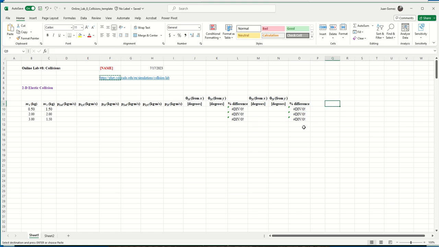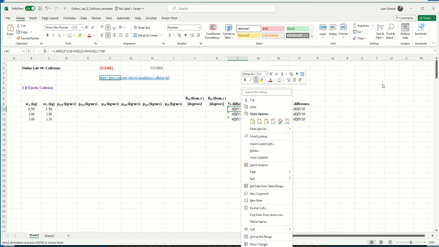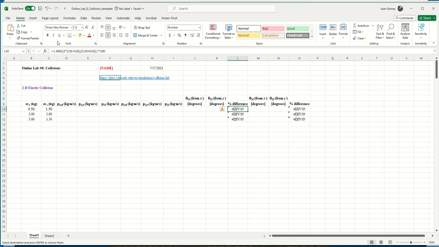And again, percent difference is very trivial. I've already entered the formula for you right there. Again, the percent difference is simply the difference between the two values divided by the average of the two values, because we're not doing a percent error because we don't really have an accepted value with which to compare. But we know that whether we use trig in the x direction or trig in the y direction, the value should be very close. We just do a percent difference. And you want to be within about 5% or less.